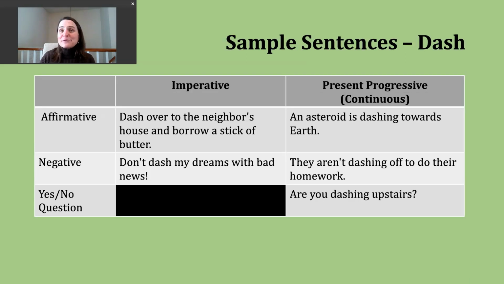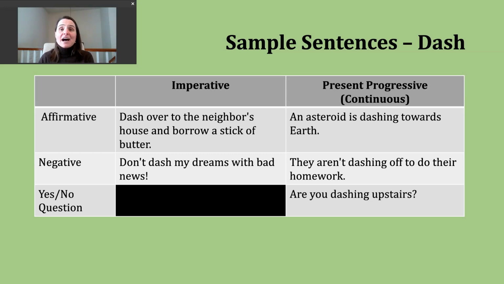Now let's continue using our verb of the day, dash, in a couple different tenses. Today we'll practice the imperative and the present progressive. Let's start with the imperative. The imperative is rather unique in English because we do not have stated subjects. The subject is always implied. It's either you singular or you plural, depending on how many people you're communicating with.